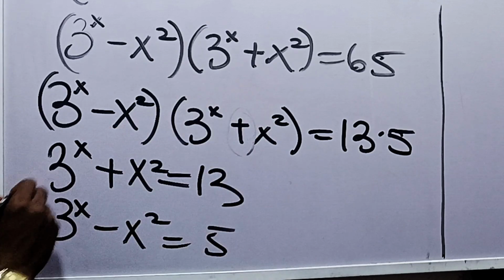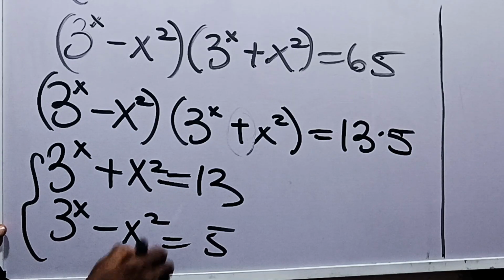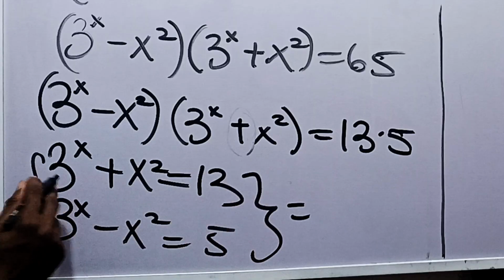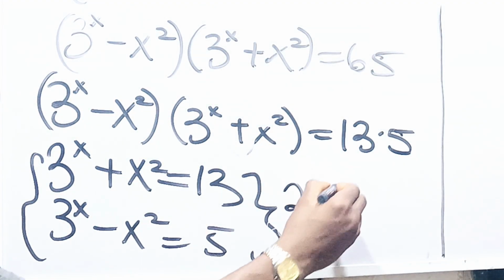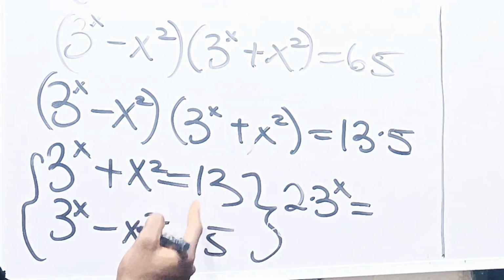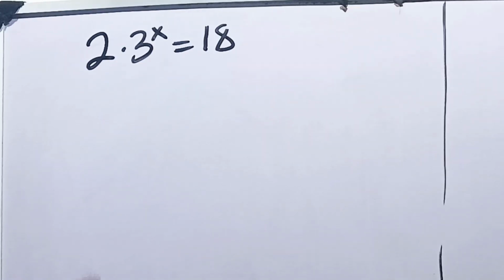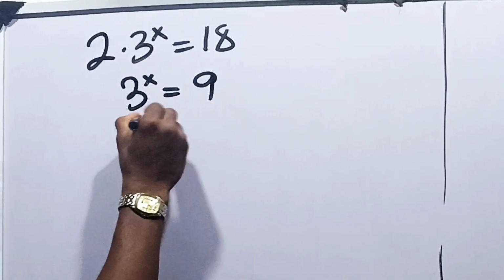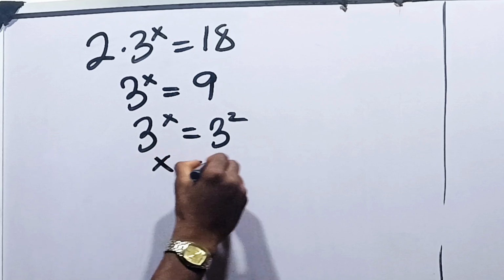Now let's add this up. If you add this up, we now have 3 raised to power x plus 3 raised to power x, which is equal to 2 multiplied by 3 raised to power x, and this is equal to 13 plus 5, which is 18. So from here we can now say that our 3 raised to power x is equal to 9. 3 raised to power x here will now be equal to 3 squared. Our x will be equal to 2.